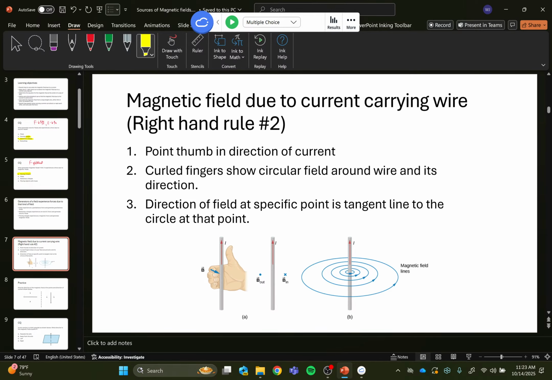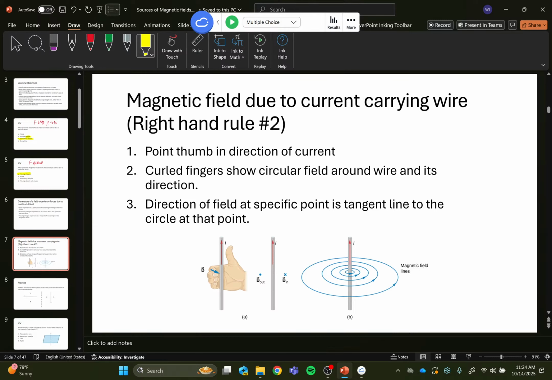So, how do we find the direction of this field? The rule is, this field makes a circle around the wire. Every current-carrying wire, every moving charge, the field it makes around it is a circle. We can see that in this picture here. So there's a bunch of circles around it. How do we determine the direction of this circle? You point your thumb in the direction of current, and your fingers make that circle.